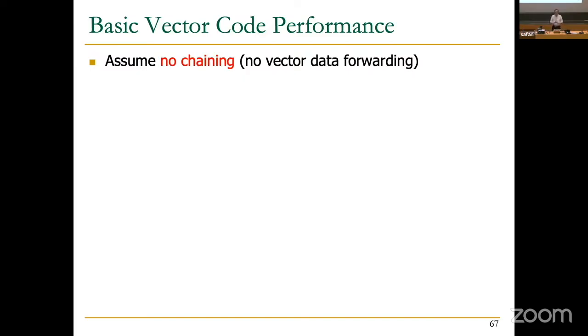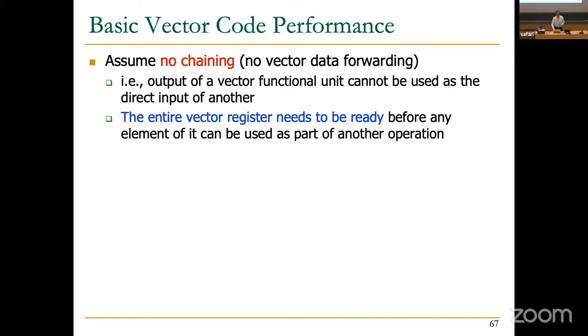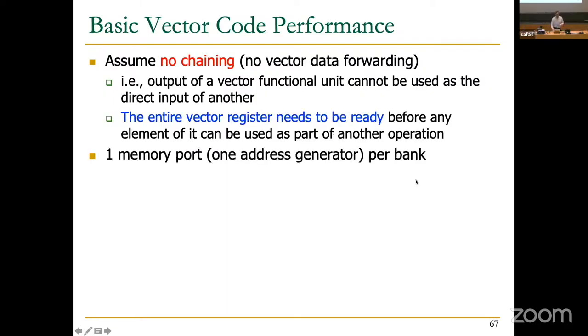You have to finish all vector length of operations in one functional unit before you can start another operation on the same vector register, essentially. You cannot forward individual elements from one functional unit to another functional unit. Basically, the output of a vector functional unit cannot be used as the direct input of another. The granularity of waiting is really the entire vector register, if you will. Basically, the entire vector register needs to be ready before any element of it can be used as part of another operation.